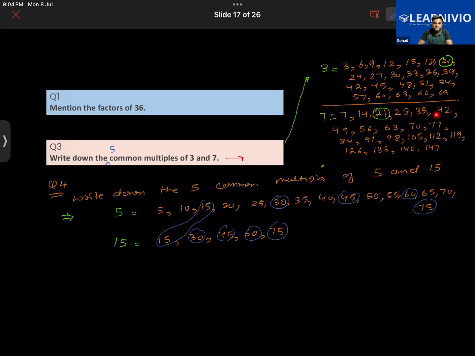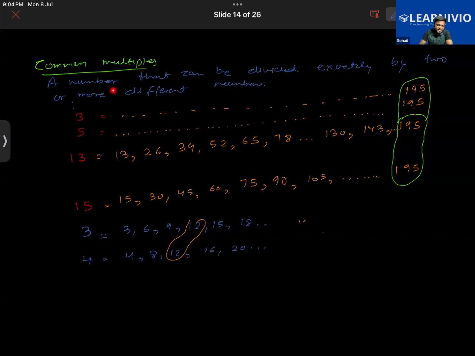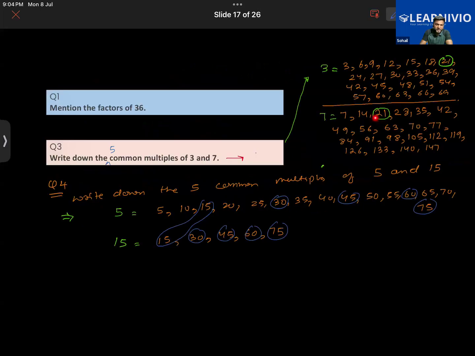So pick out all those which are divisible by 3. Just like when Habib wrote down the multiples of 15, all the multiples of 15 were divisible by 5 also. Remember the property. What did the definition say? A number that can be divided exactly by 2 or more different numbers. So whatever common multiples you find here will be divisible by both of them. 28 is not divisible by 3. 35, not divisible by 3. 42 is divisible by 3, right?